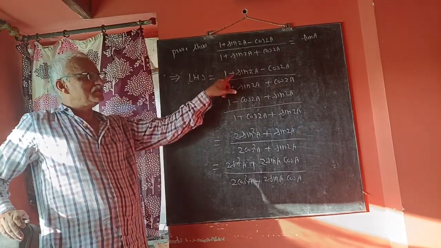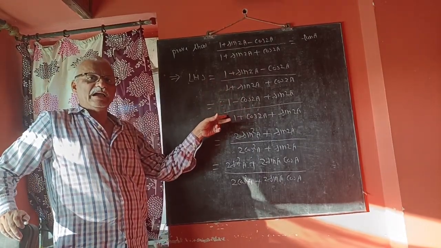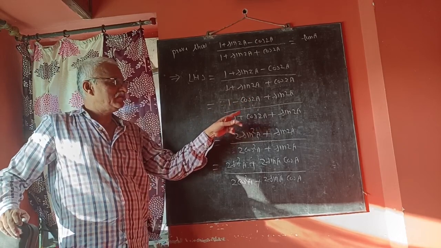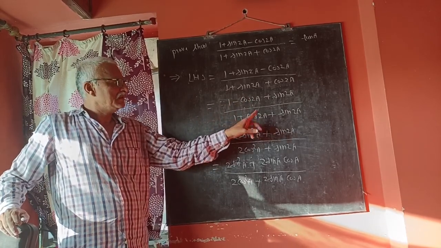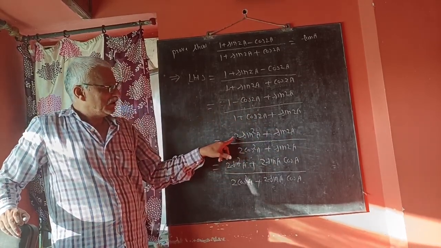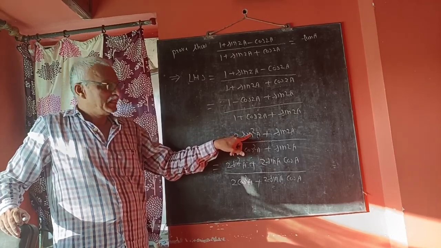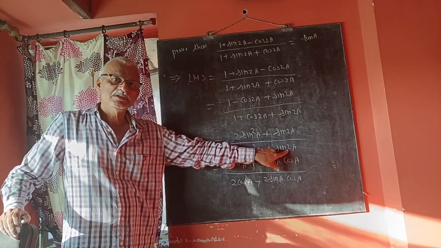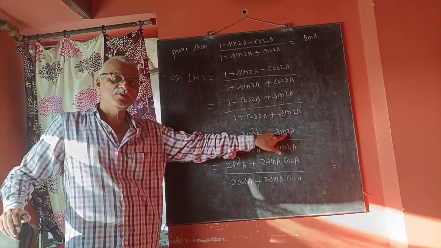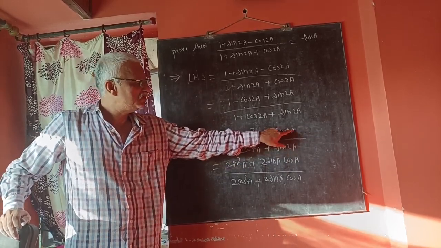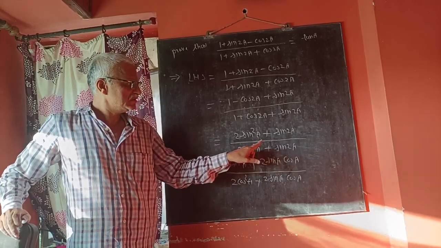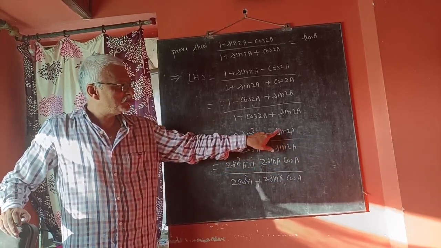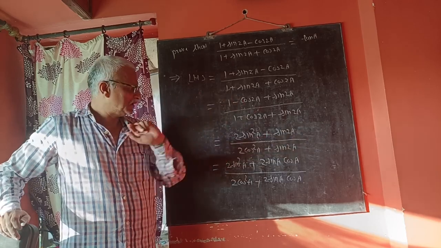First we adjusted the terms according to the formula of 1 minus cos 2a and 1 plus cos 2a. Then we got this step. Now here is the angle A. This is 2A and this is 2A. So we have to reduce this 2A in terms of A, and the formula for sin 2A is 2 sin A cos A. So we replace sin 2A in the numerator as well as in the denominator.